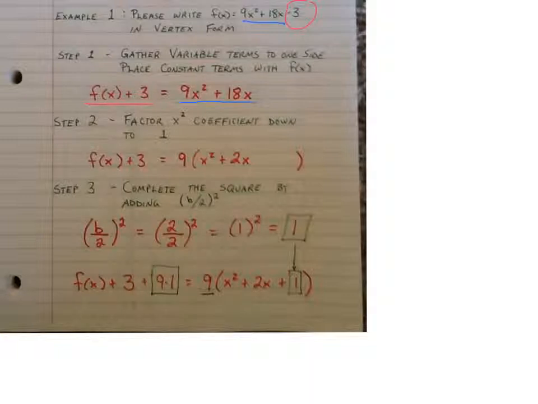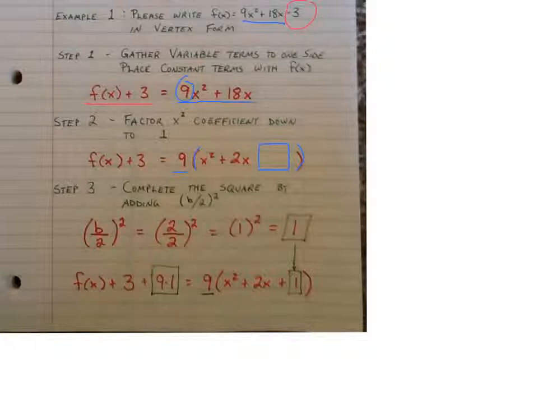Step 2 asks us to factor the x squared coefficient down to 1. And if you notice, currently our x squared coefficient is a 9. So if we factor a 9 out, we wind up getting 9 times the quantity of x squared plus 2x. I want you to notice that I left a large blank right there because part of completing the square will be filling that blank.